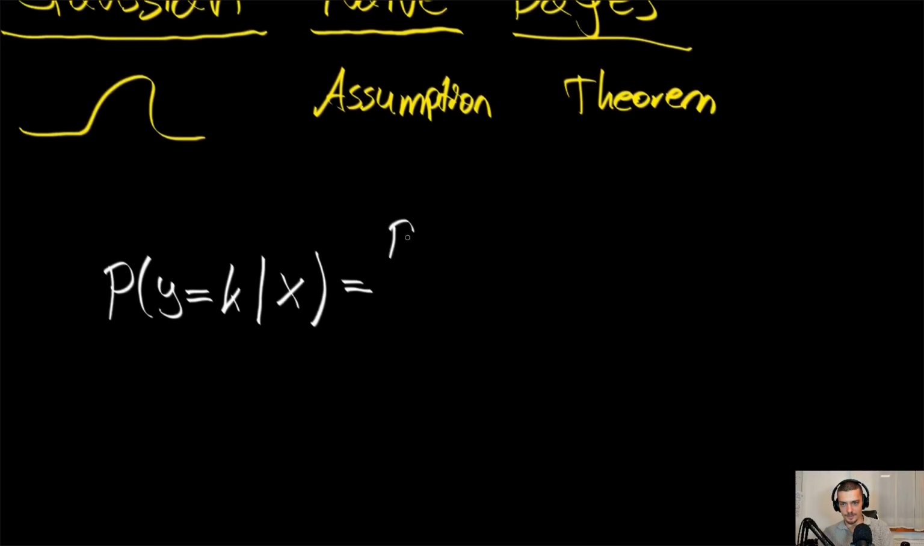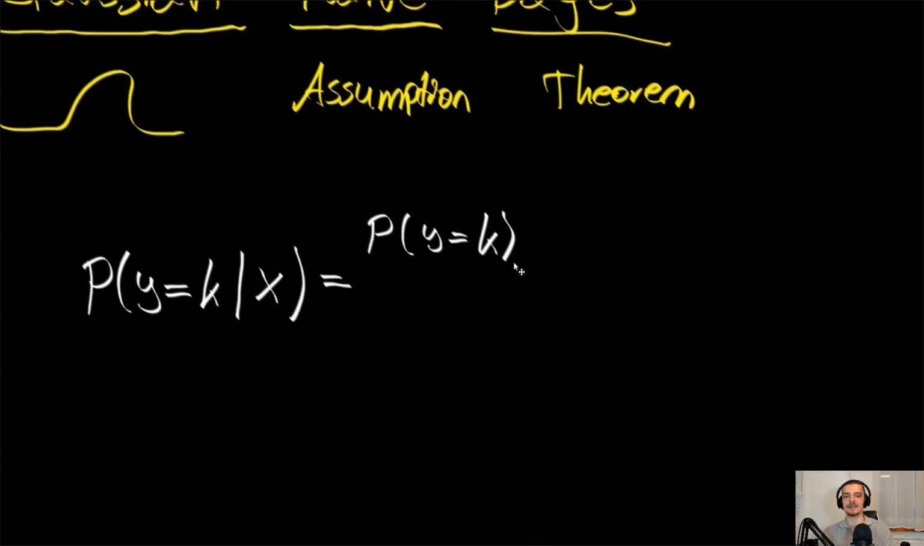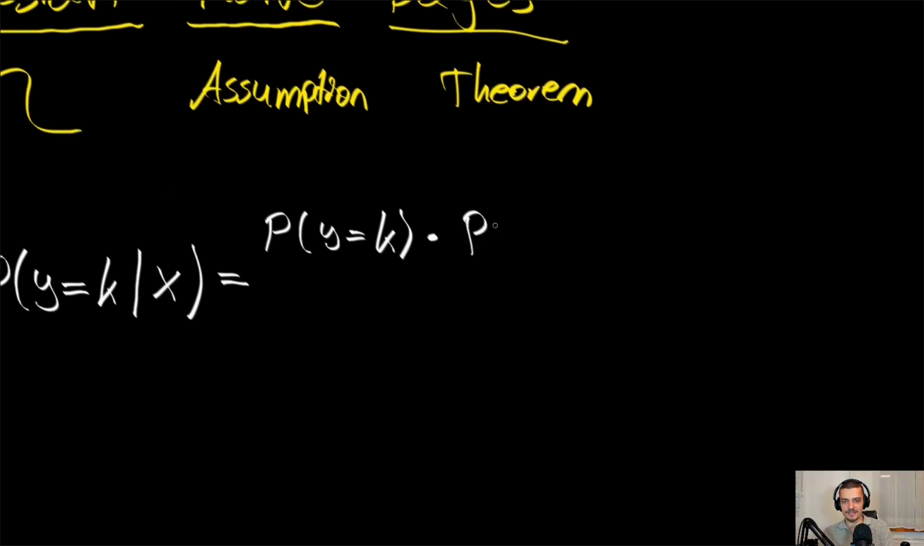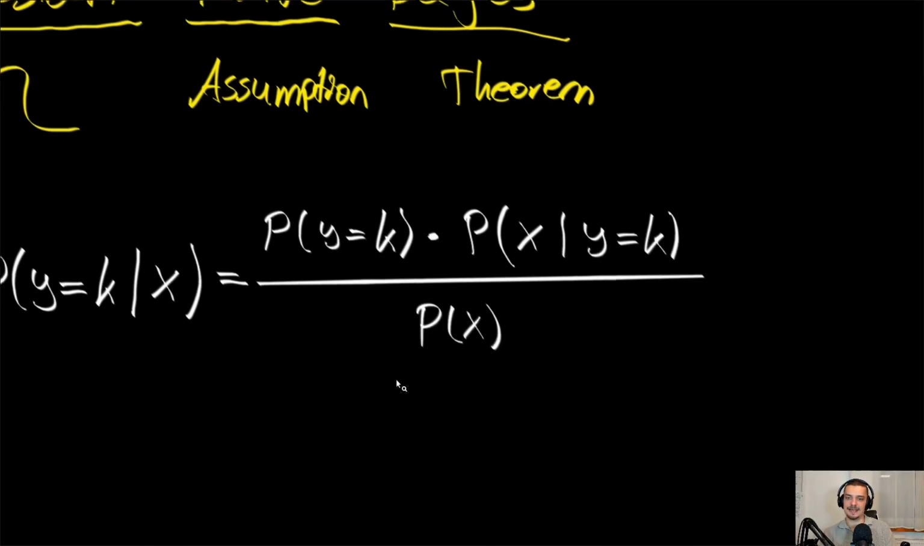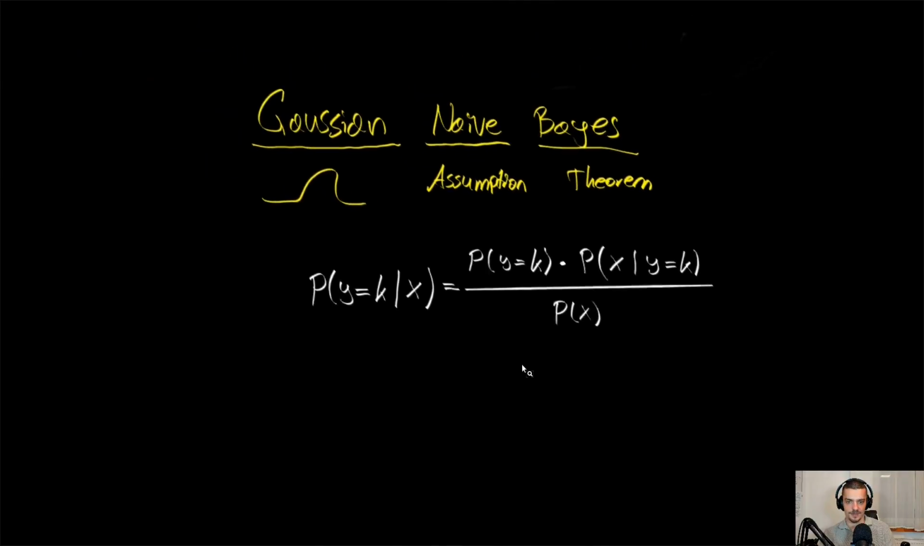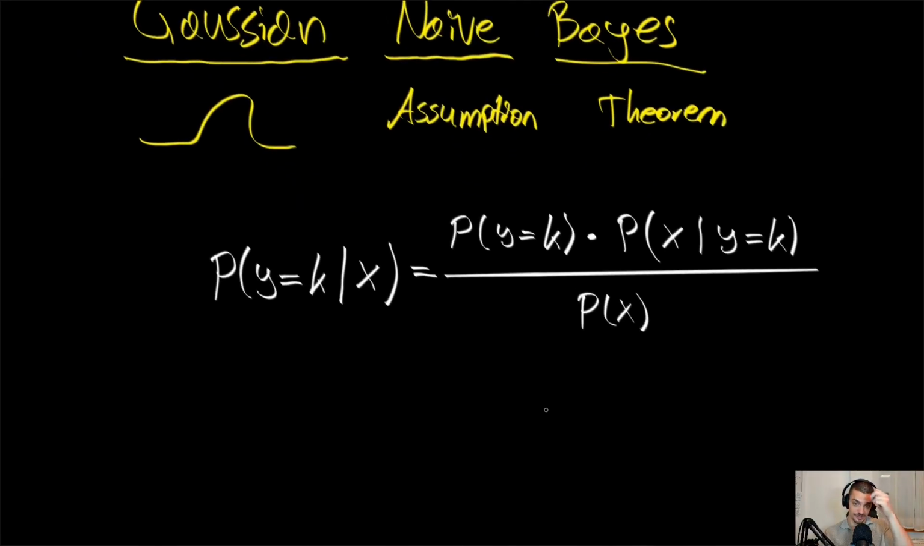It's equal to the probability that y is k regardless of the data. So this is a prior probability. Just in general, how likely is it for y to be equal to k without knowing anything about the data yet? That times the probability of seeing the data x if we know that y is equal to k. So that is like the reverse of that. And that whole thing divided now by the probability to see the data x in general. Now, this is ordinary Bayes theorem, nothing too fancy here. This is not naive Bayes, this is just a Bayes theorem.